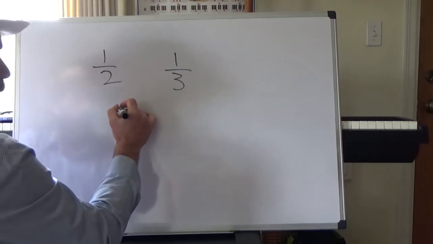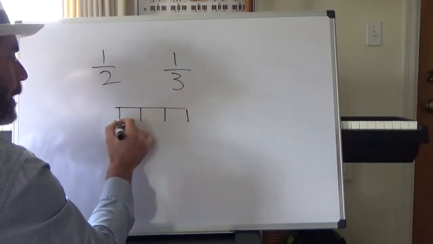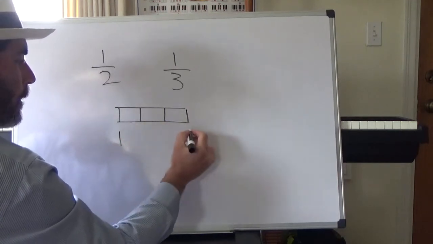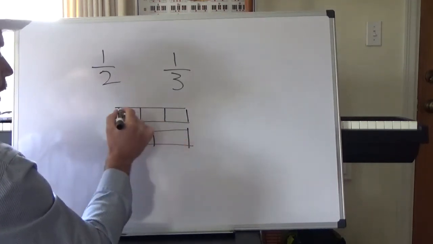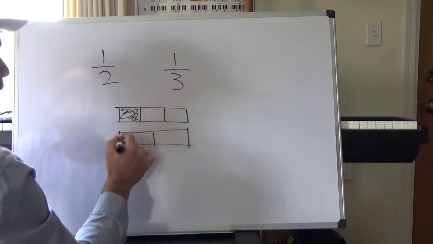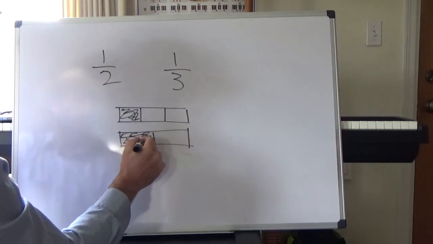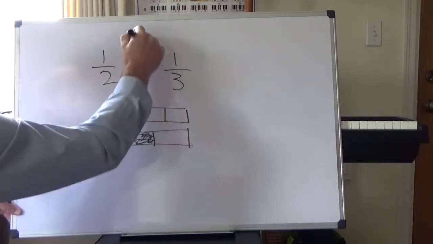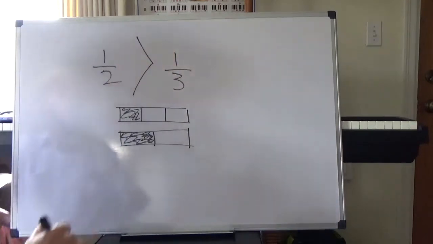Well, let's see. This one's pretty easy to make on a number line. There's my 3 parts. There's my 2 parts. So 1/3 is here. 1/2 is all the way here. If we're talking about equal parts, and shading in, 1/2 is bigger than 1/3. In this case, they have the same numerator, a 1.